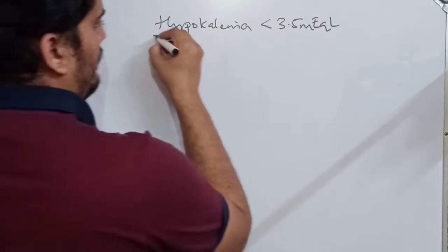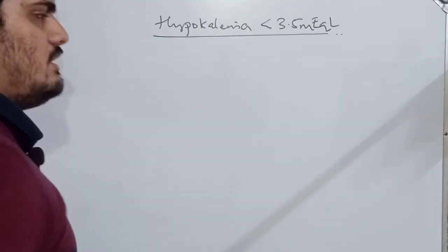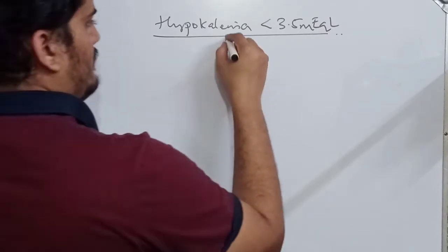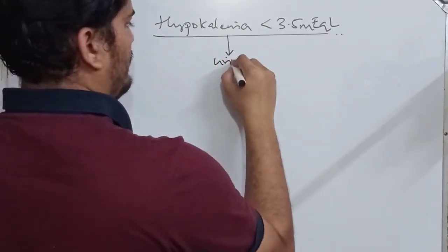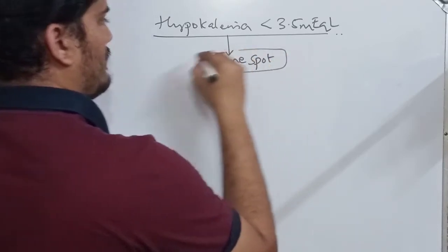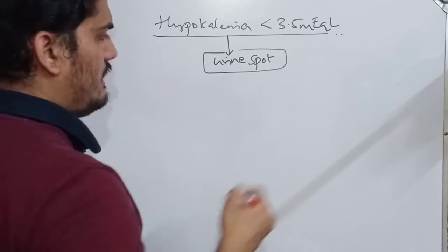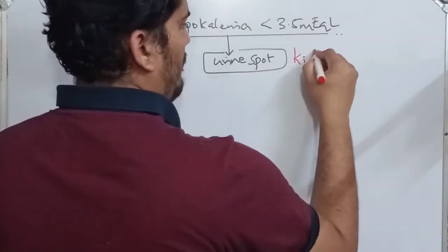So, a patient coming with a blood report of potassium levels less than 3.5. What is the next step to do? The next step is always to assess the patient's urinary spot potassium levels. Why are urinary spot potassium levels assessed? This is assessed to understand the status of the kidneys.